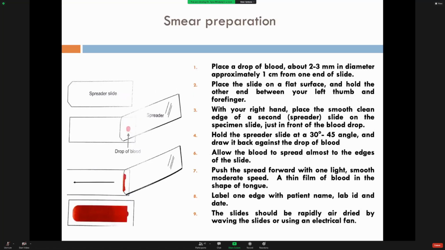This is how smear preparation is done. The drop of blood, then sliding the drop across the whole slide. These are the steps for how to prepare smears for reading.